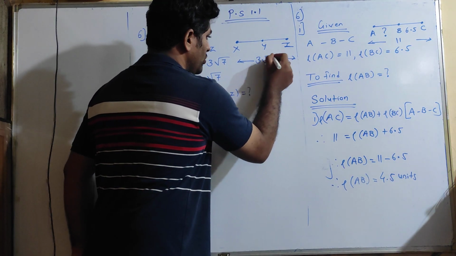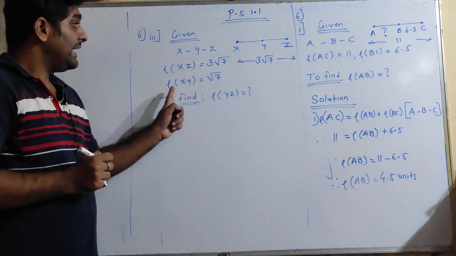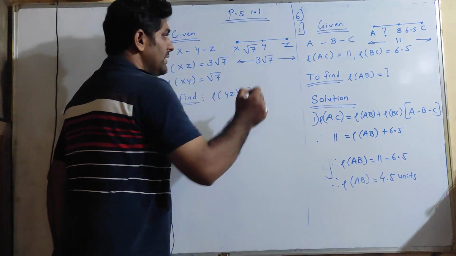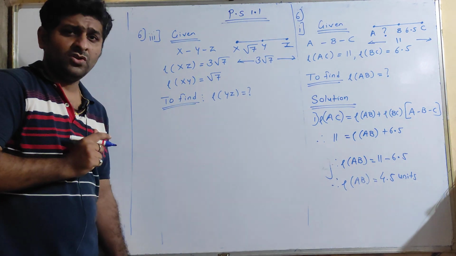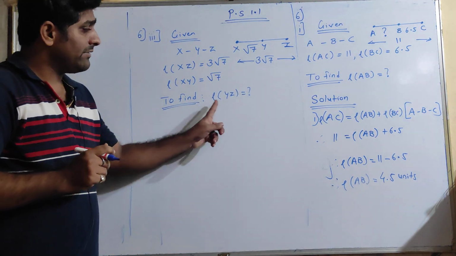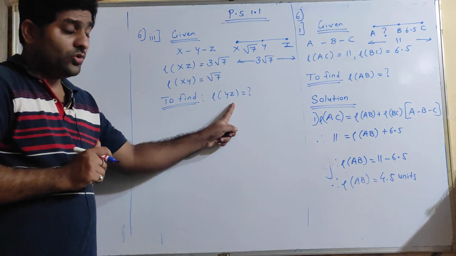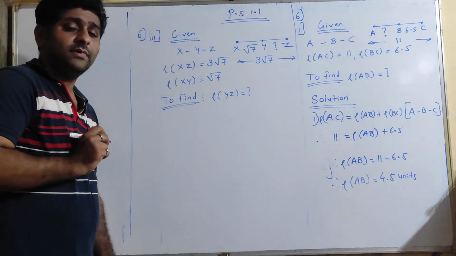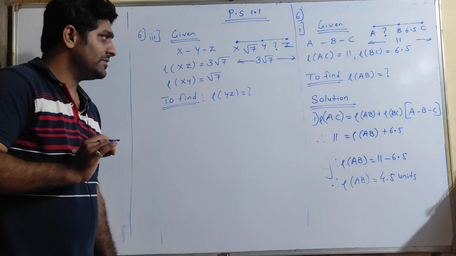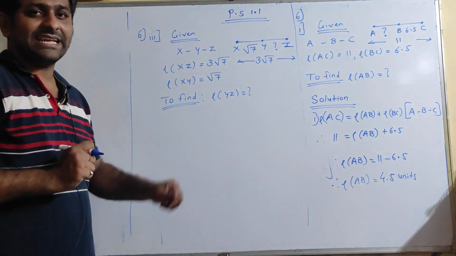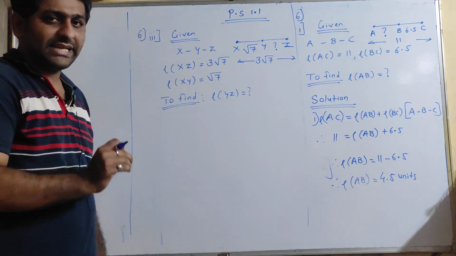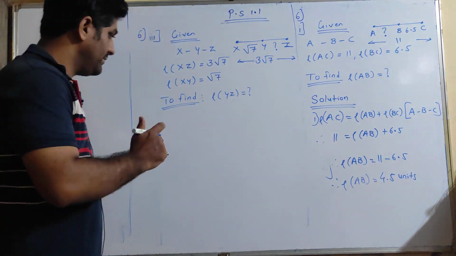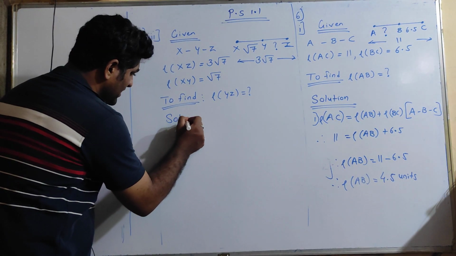This is 3 root 7. XY is given as root 7. What they have asked you to find? Find YZ. Okay students, find YZ. So again we know students, it is x dash y dash z. So let us apply betweenness property. So let's start with our solution over here now.